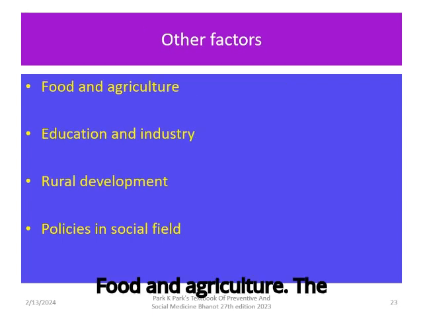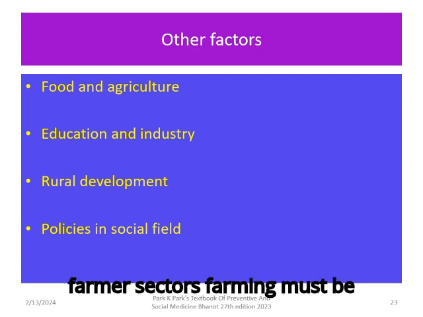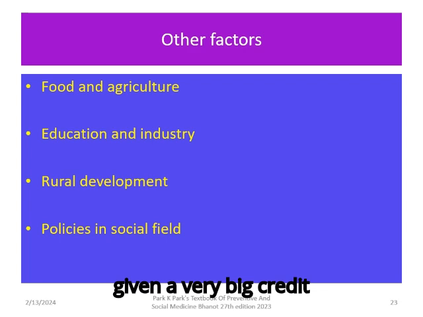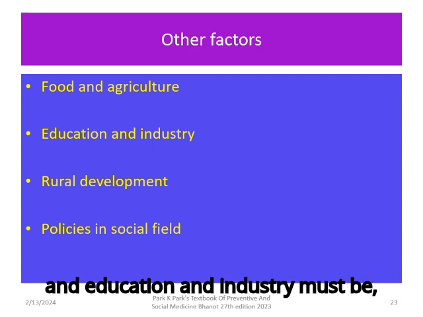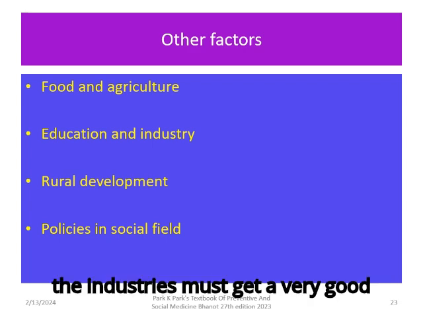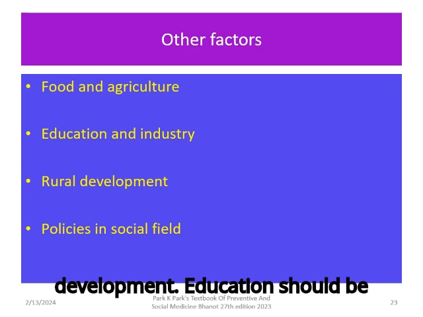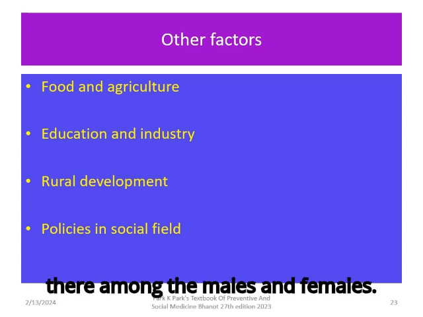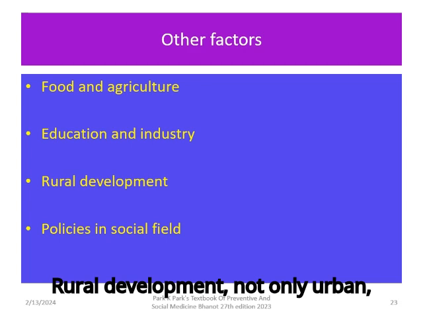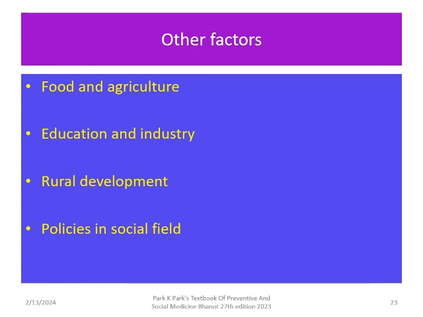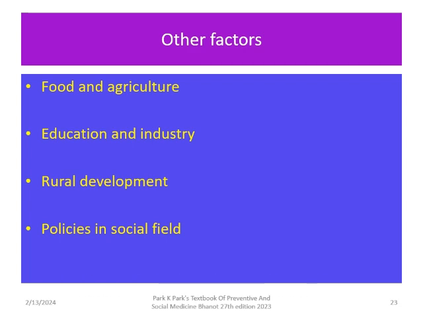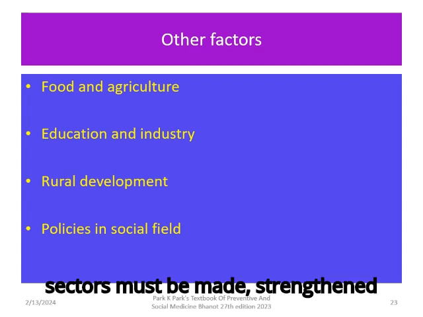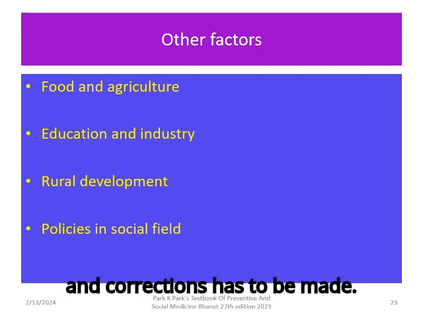Food and agriculture. The farming sector must be given very big credit, where food is being produced a lot, and education and industries must get very good development. Education should be there among males and females. Rural development, not only urban, rural areas also should have very good development. Policies must be implemented in the social field to strengthen them. All the weaker sectors must be strengthened and corrections have to be made.